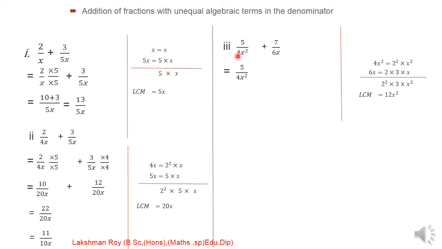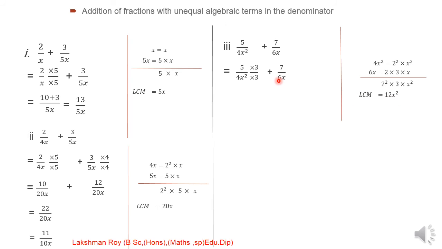Now try to make 12x square here, right? So here you can see x square is there. So to make 12, 4 should be multiplied by 3, in both numerator and denominator. Then go to the second fraction, 7 over 6x.